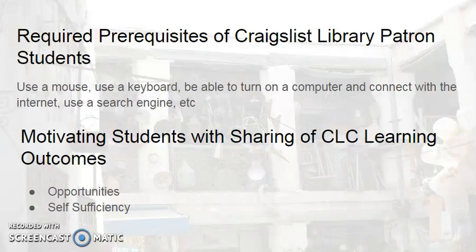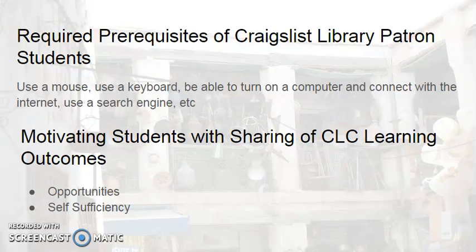Required prerequisites of Craigslist Library patron students. They have to be able to use a mouse in order to do this course. They also have to be able to use a keyboard. They have to be able to turn on a computer and connect with the internet, use a search engine, etc. There are more of these prerequisites in the instructional design plan.